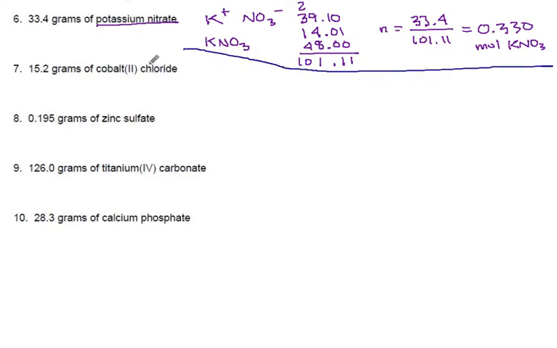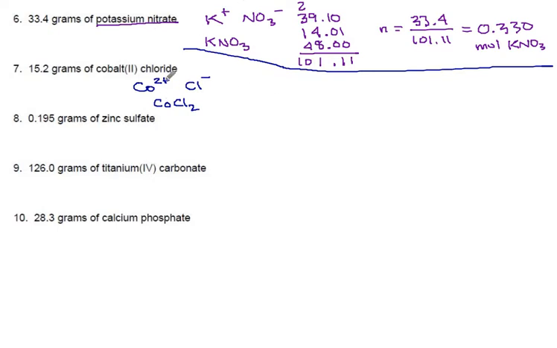Cobalt chloride. Cobalt is Co, and they've told us the charge is +2. Chlorides are -1, so this cobalt 2 chloride would be... whoops, I don't know where I got an O there. That's CoCl2, which would be our compound.